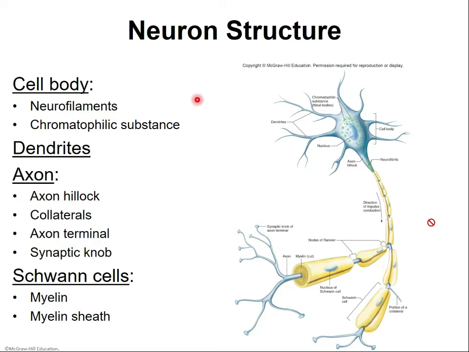Know the structure of a neuron. It follows the same structure of all cells, but it's slightly specialized where it has the cell body. And we have this long structure called the axon and the short hands called the dendrites. And we have Schwann cells that surround the axons, creating a myelin sheath.